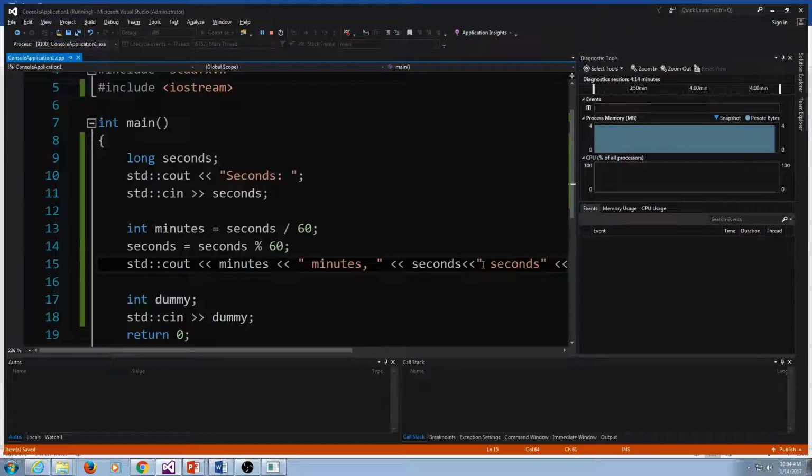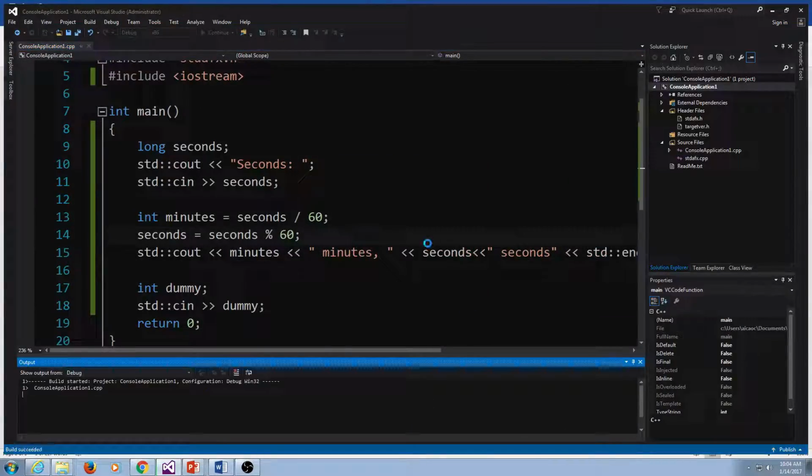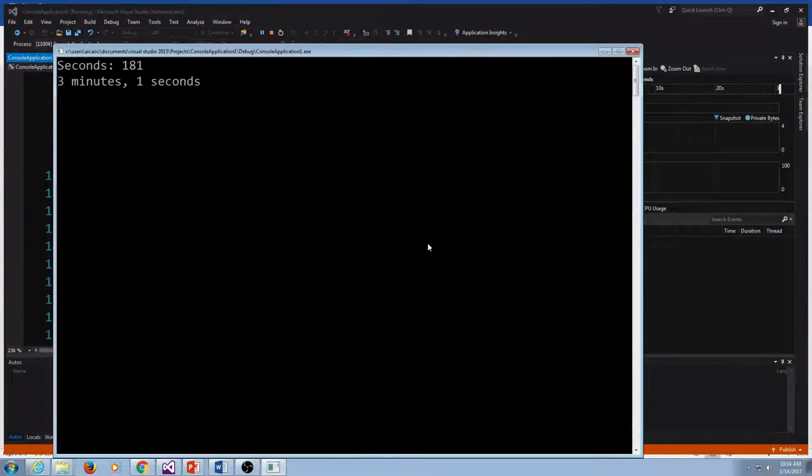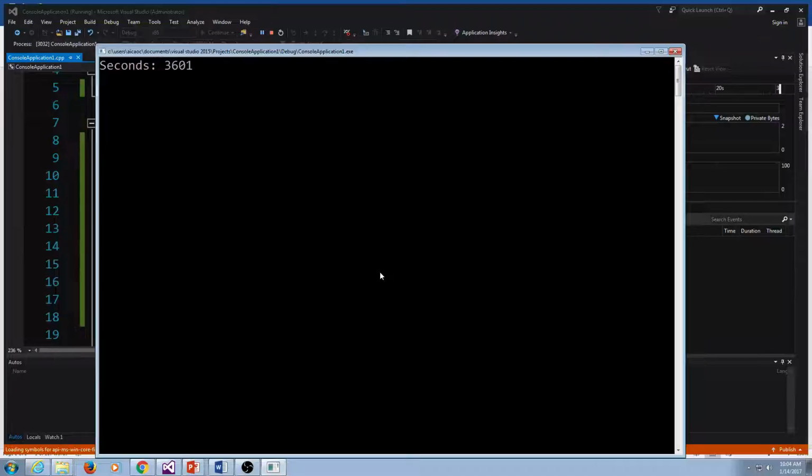Let's see what this looks like here. Three minutes, 1 second. We can fix that too, the pluralization. Okay. Now I know that I can get minutes out of this. However, for really big numbers, I still get 60 minutes, 1 second, which should just be 1 hour, 1 second, right?